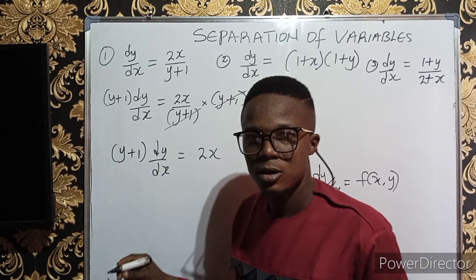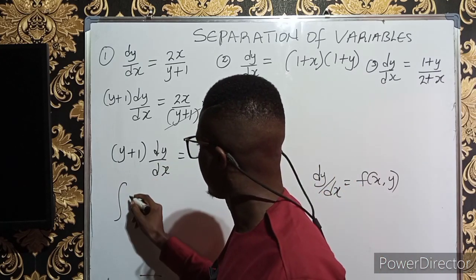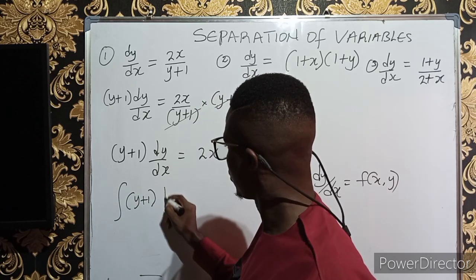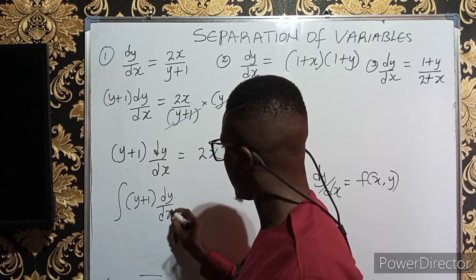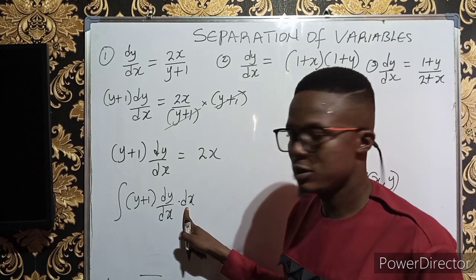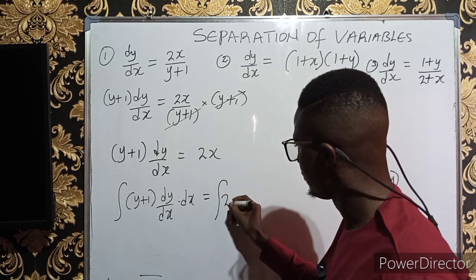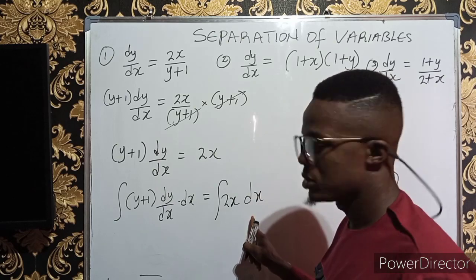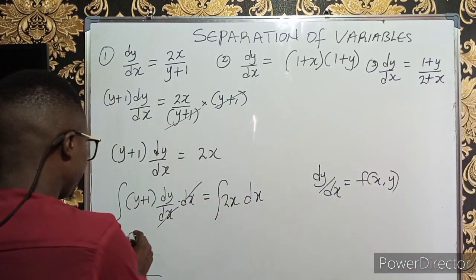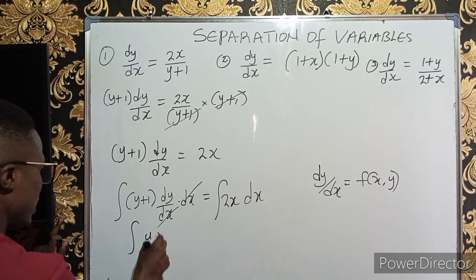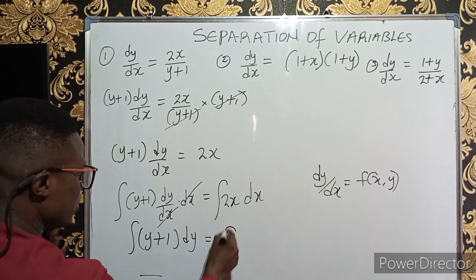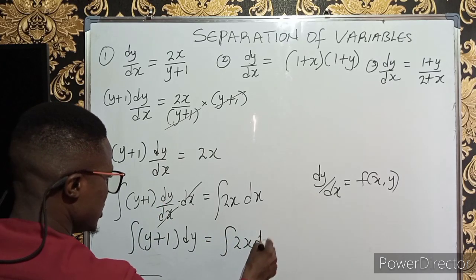Now, at this point, I can choose to integrate both sides with respect to x, so that we can get something useful. So now, if I integrate both sides with respect to x, I'll have the integral of (y plus 1) dy over dx with respect to x, because I'm integrating with respect to x, equals the integral of 2x dx with respect to x, so that the dx cancels the dx. I will now have the integral of (y plus 1) dy. I'm left with dy here, equals the integral of 2x dx.